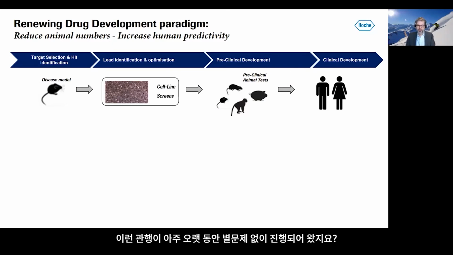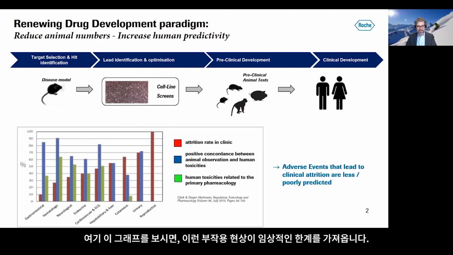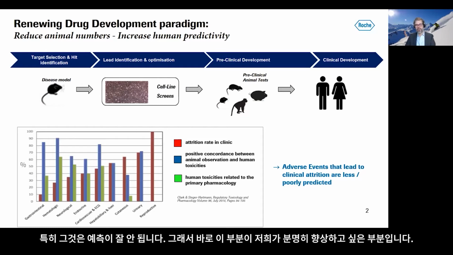Now that has worked pretty okay for many, many years, right? Though it's not perfect. There are a number of publications out there. This is one of the more recent ones from a colleague. Why do certain candidates fail later on in clinic? As you can see on this graph, it's particularly those adverse events that lead to clinical attrition. Particularly those are not really well predicted, of course. So this is where we definitely would like to improve.